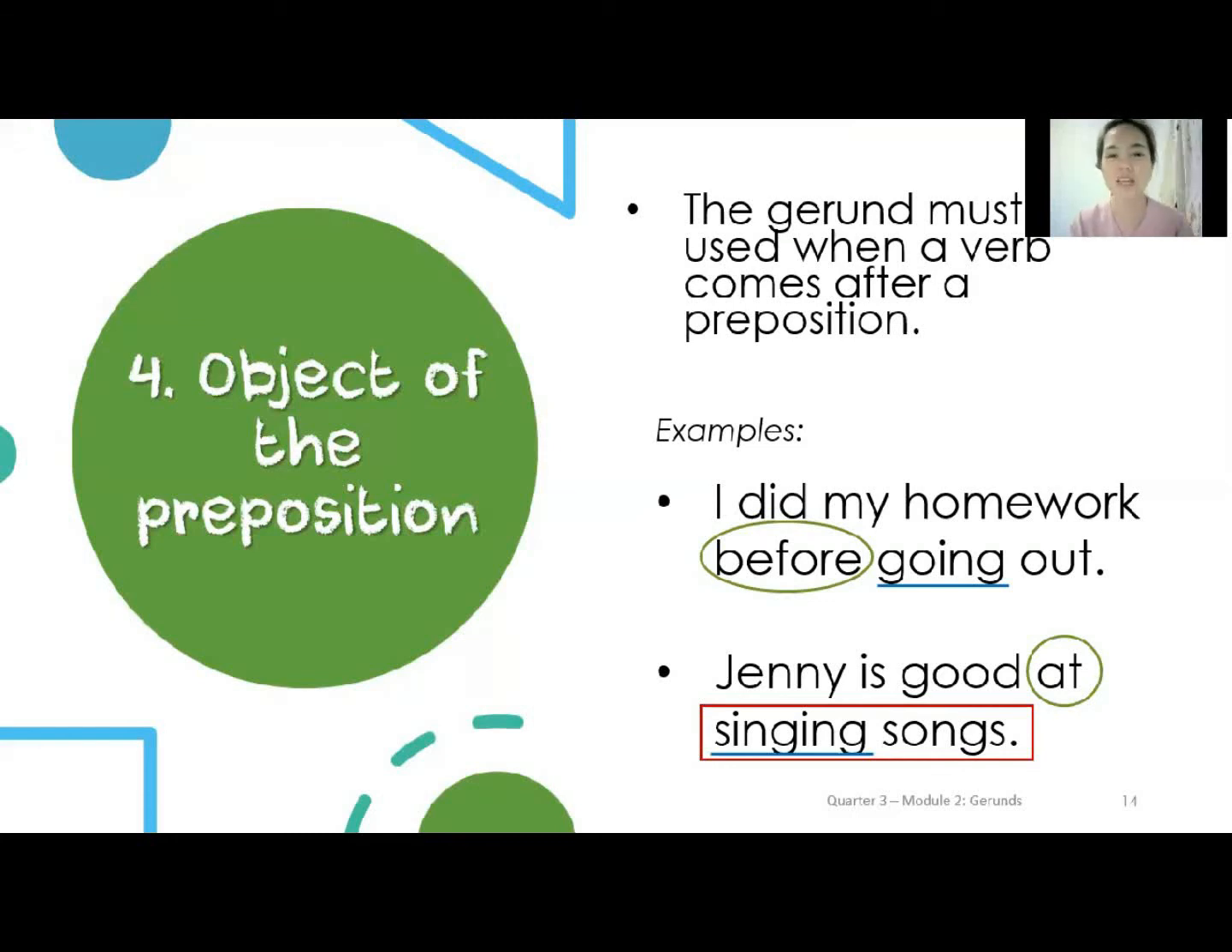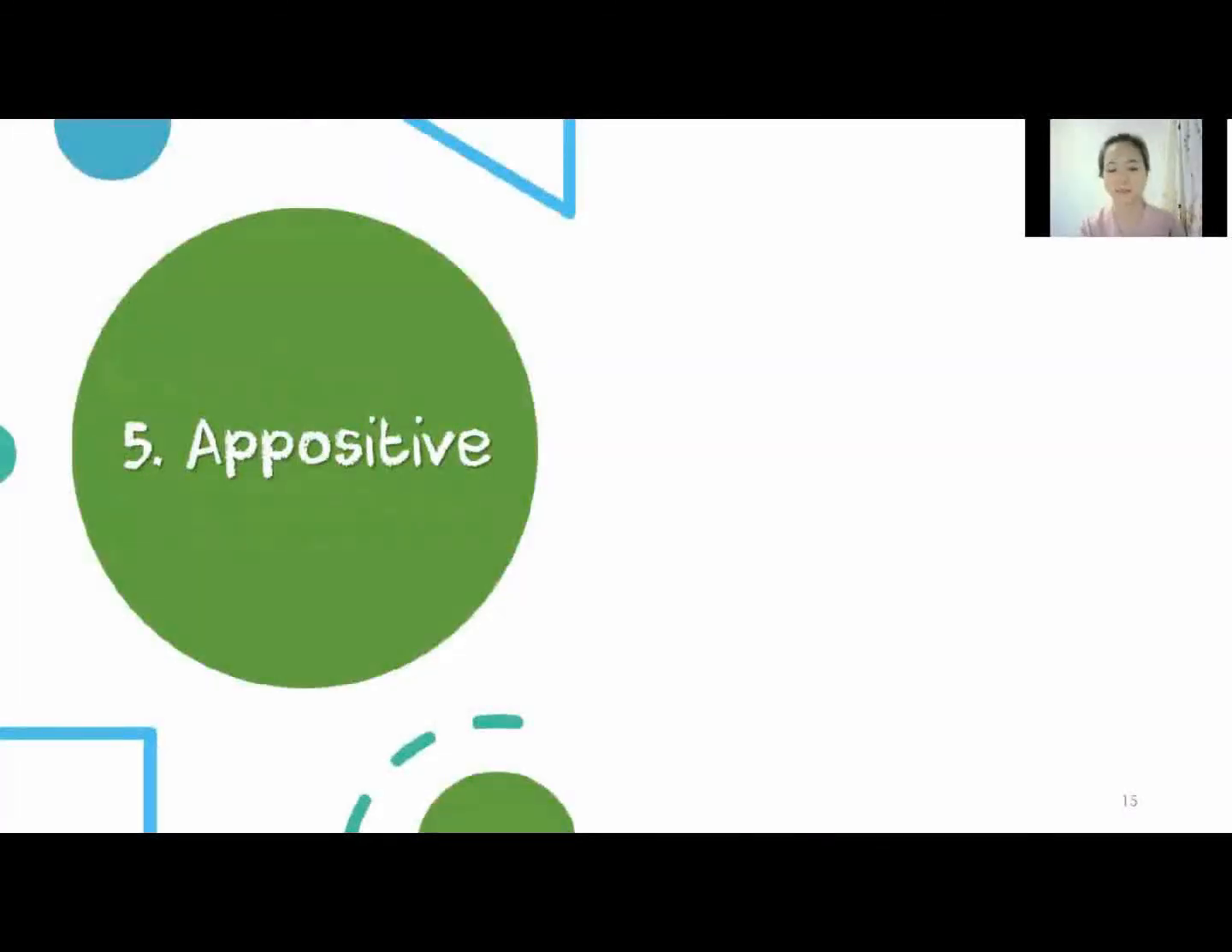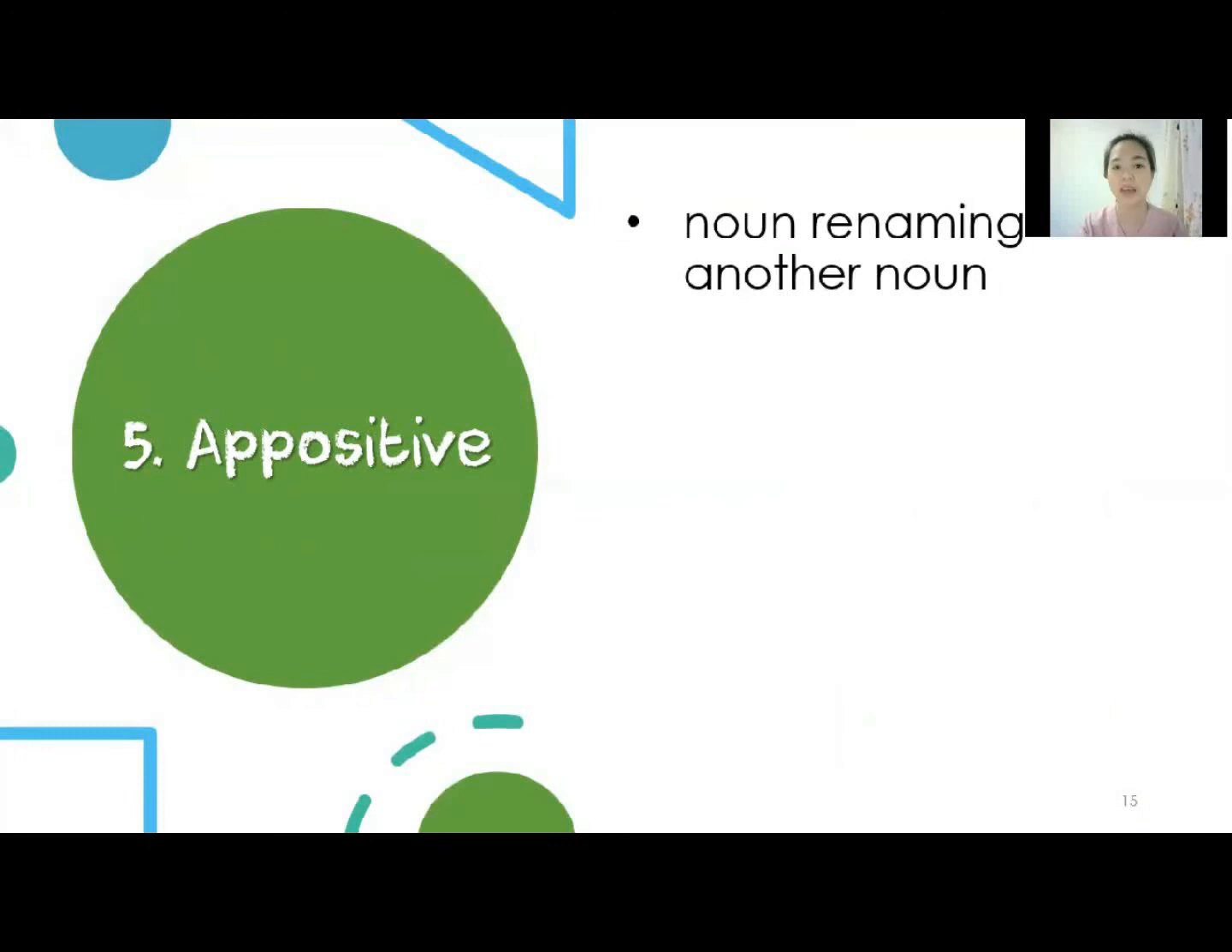Okay, so let's now have the last function, and most of the time our favorite. It is the appositive. An appositive is a noun renaming another noun. So what do we mean by that? It's like we are giving emphasis to the first noun given. Most of the time, that noun is actually the subject. Aside from renaming another noun, an appositive is commonly found in between two commas. So if the gerund is found between two commas, it is an appositive.